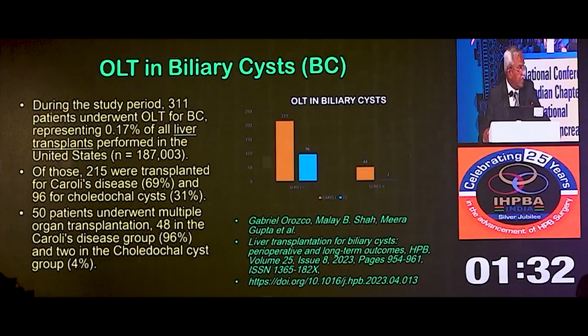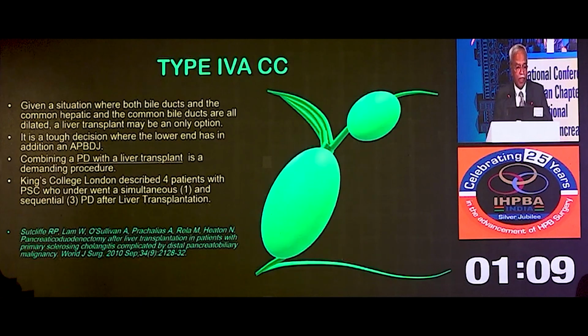And there have been studies on the use of OLT in biliary cysts. As you can see from America, one of the highest series, 311, 215 were transplanted for Caroli's, but 96 for pure choledochal cysts. 50 patients underwent multiple organ transplantation in another series, 48 in Caroli's disease and 2 in choledochal cysts. But now comes a bit of a problem.